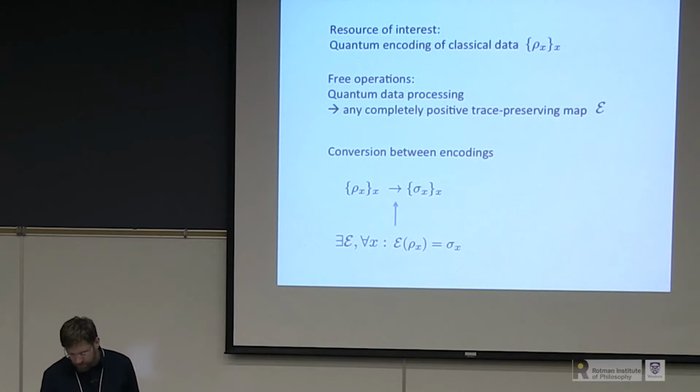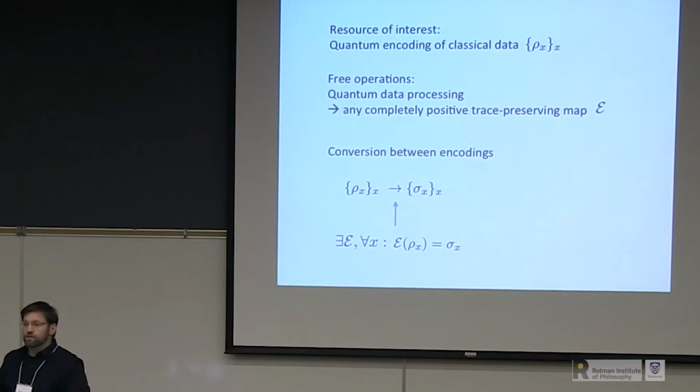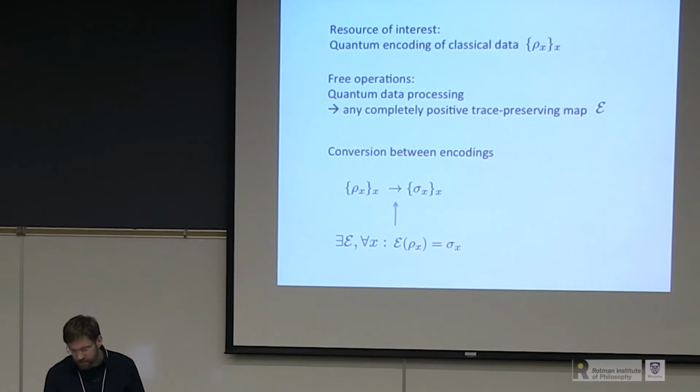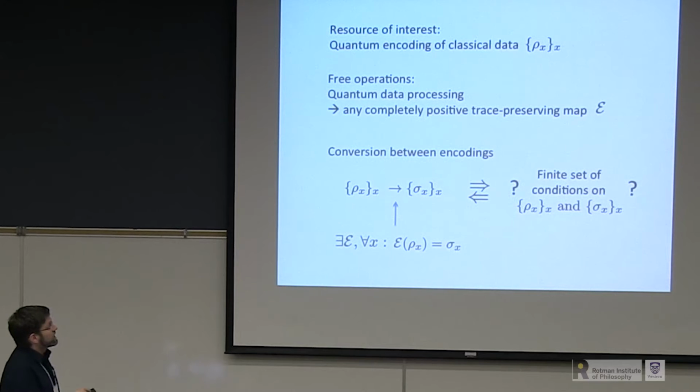Relative to that, we get a partial order of these sets of states and how well they can encode classical information. And as I said, the really interesting question is, can we characterize that whole partial order? Can we find a finite set of conditions on any pair of these sets such that I can decide whether one allows me to convert to the other or vice versa, or maybe they're not ordered at all?